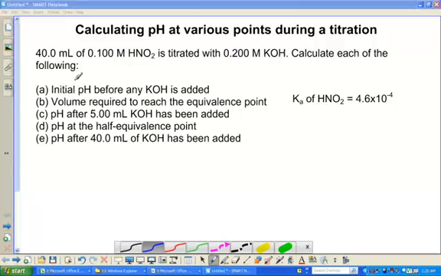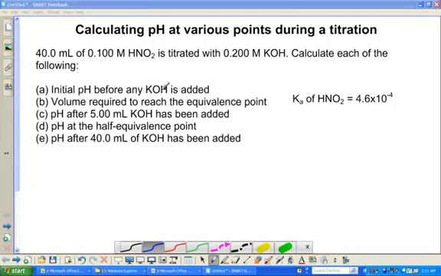Calculate each of the following: the initial pH before any KOH is added, so just the pH of the acid; the volume required to reach the equivalence point; the pH at that point; the pH at half the equivalence point; and then the pH after 40 mL of KOH has been added. And we also have the Ka of HNO2. We have all the information we need here to calculate all this. It's going to take a little bit of time to go through everything, but let's see what we can do.